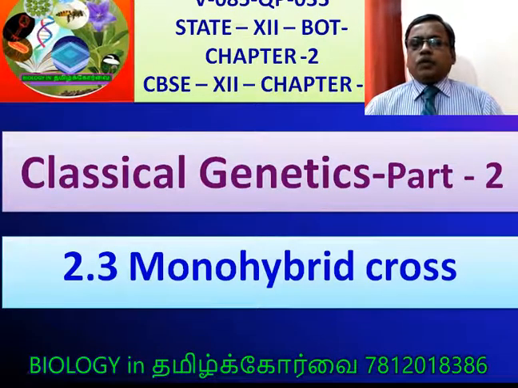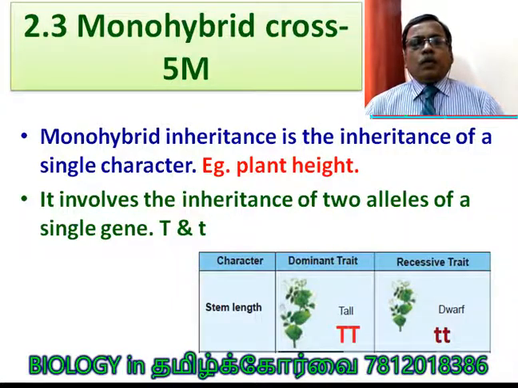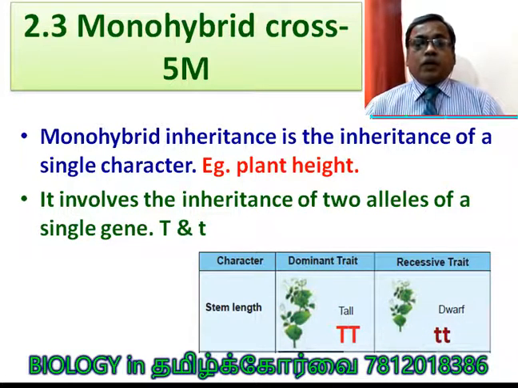The first concept is about the monohybrid cross. What is monohybrid cross? Monohybrid inheritance is the inheritance of a single character. It means the experiment is done based on a single character, for example plant height. Here I want the students to be very clear about the difference between the single character studied and the two traits of that character. By seeing the two traits, the student may be confused. Here we are studying two traits, one is tall and another one is dwarf. So why should I say it is a monohybrid cross? The tall and dwarf are the two variants of a single character. It is the stem length. So the stem length is the character that we are going to study here. So it is called a monohybrid cross.